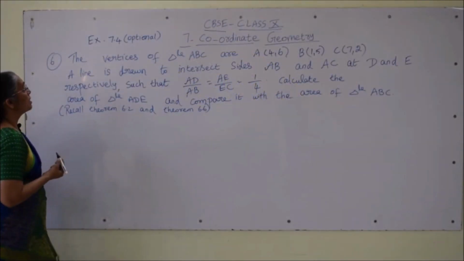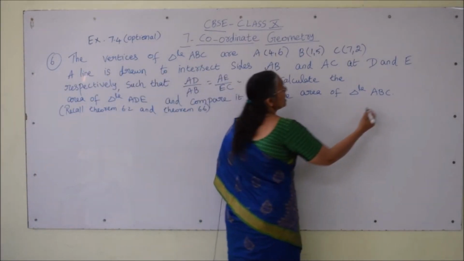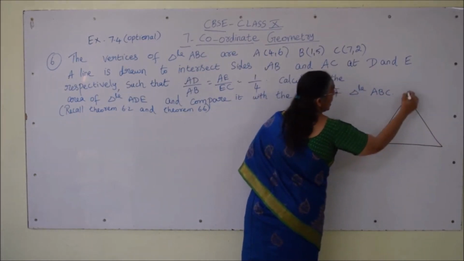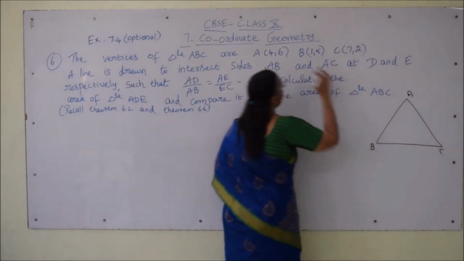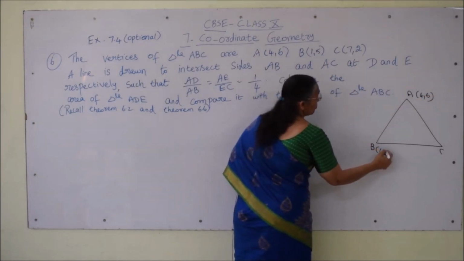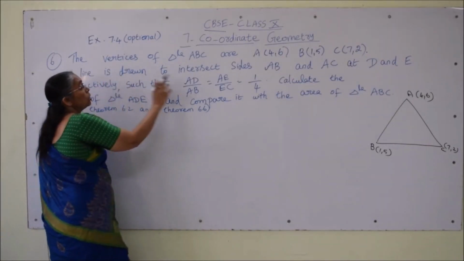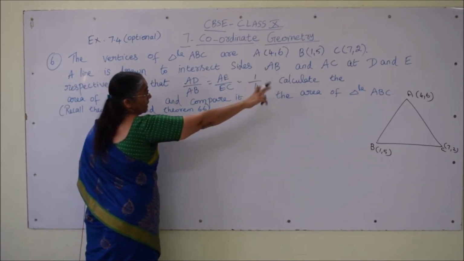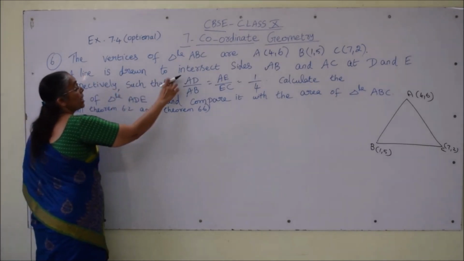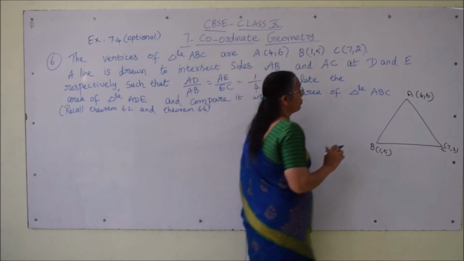Sixth problem. The vertices of triangle ABC are A (4, 6), B (1, 5) and C (7, 2). First let us draw the triangle. Triangle ABC, and A vertex is given as 4, 6, B vertex 1, 5 and C vertex 7, 2. A line is drawn to intersect sides AB and AC at D and E respectively such that AD by AB is equal to AE by AC is equal to 1 by 4.